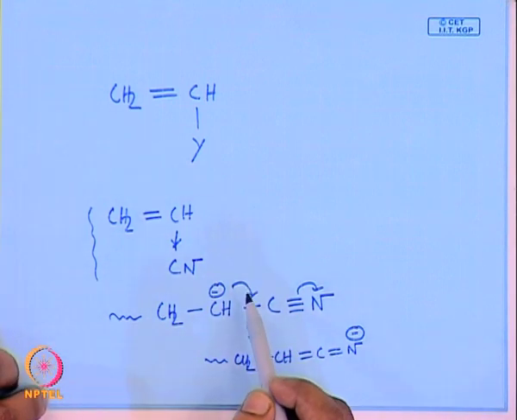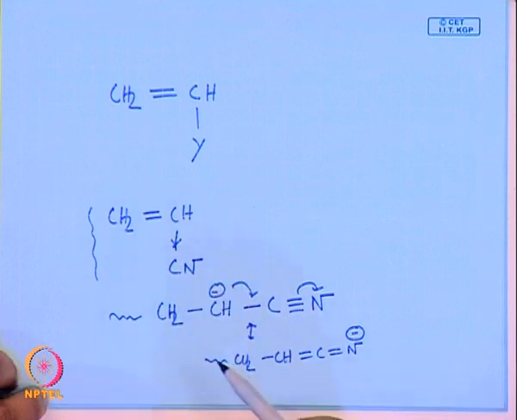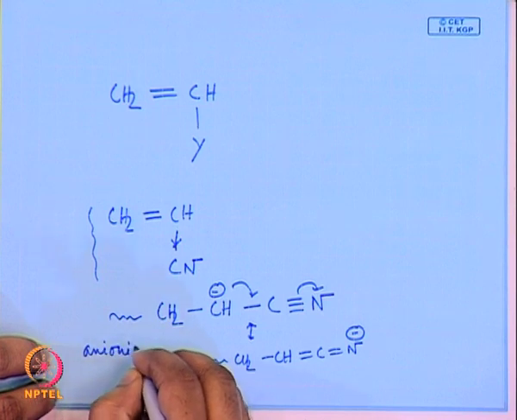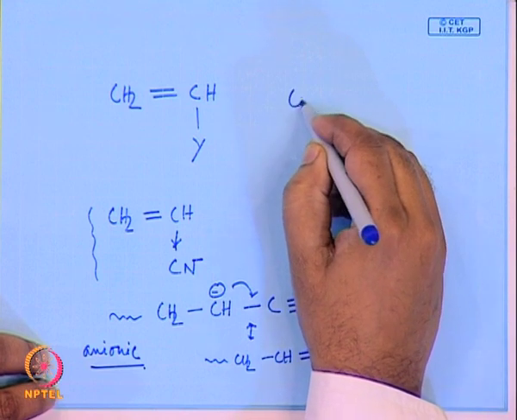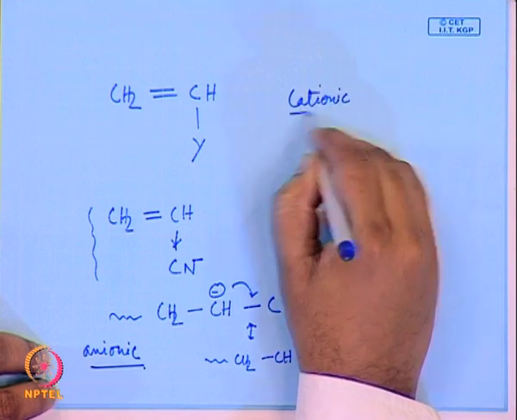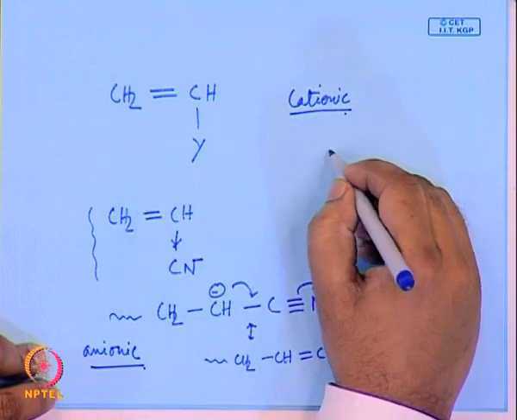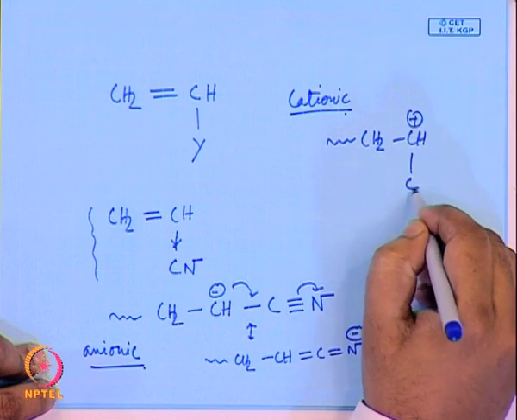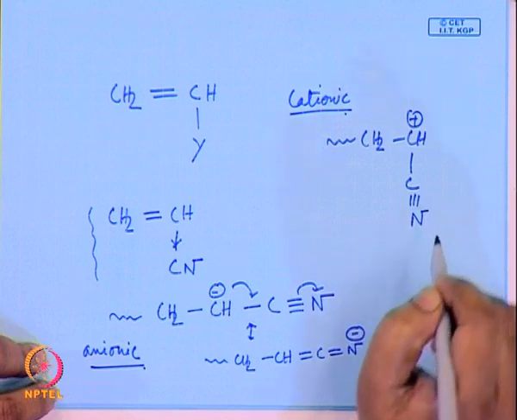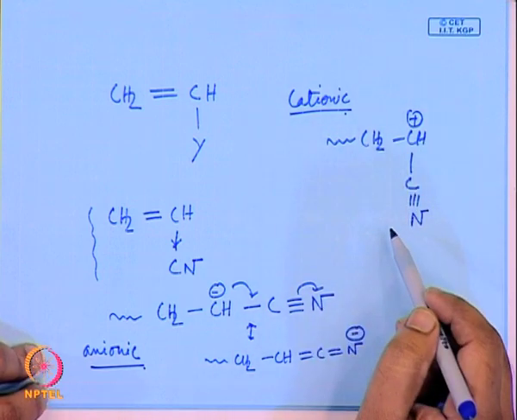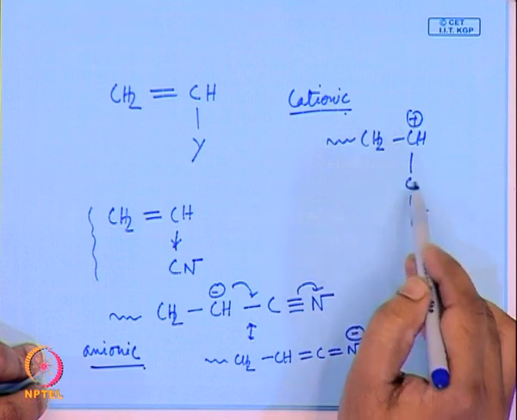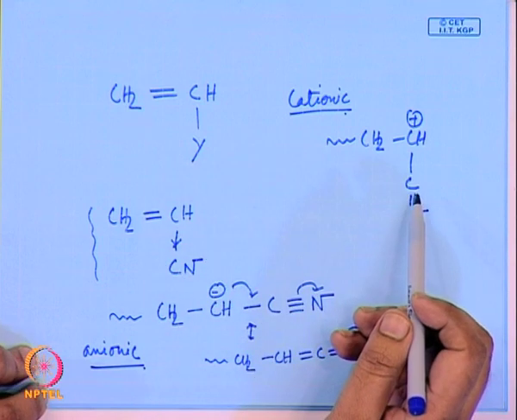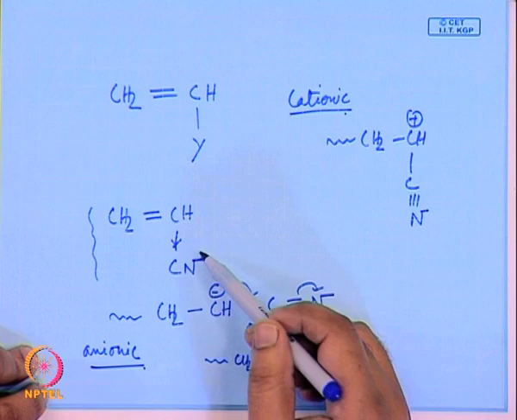But now, this was an anionic initiator. If you have a cationic initiator for this case, and it has to react and form something like this, now this will not be stabilized by these substituents. So, these monomers will not undergo cationic polymerization, they will only undergo anionic polymerization.